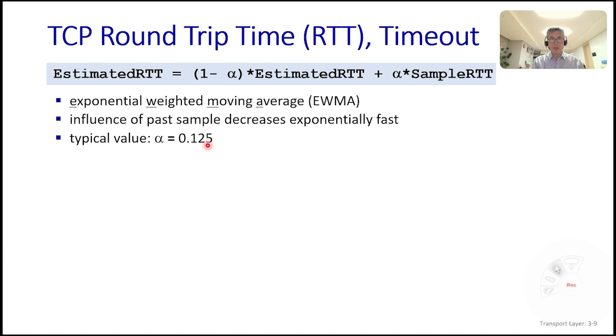The percentage alpha is just 0.125, meaning 12.5% weight on the current sample RTT. The remaining portion is 1 minus alpha, 0.875, or 87.5%, based on the past historical value. So we put the higher weight on the historical value, and we factor in the current round trip time using the sample. This is called the moving average, exactly, an exponential weighted moving average.